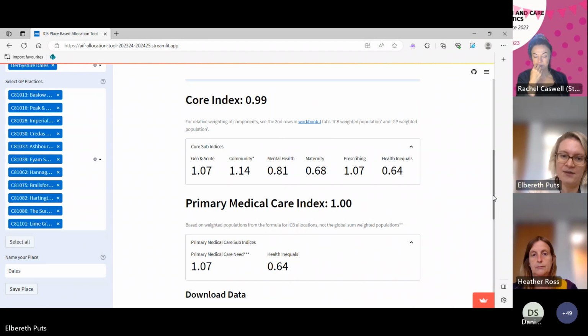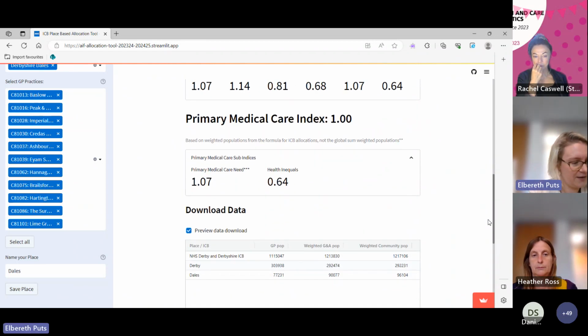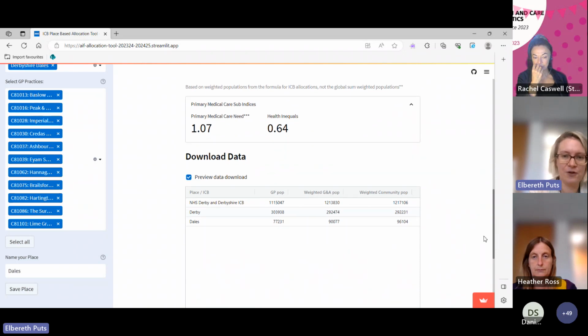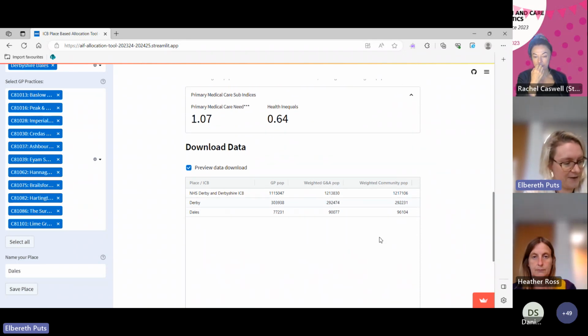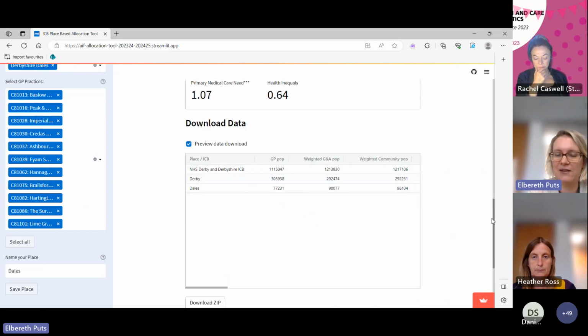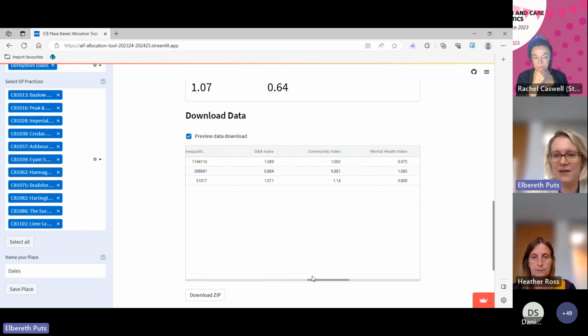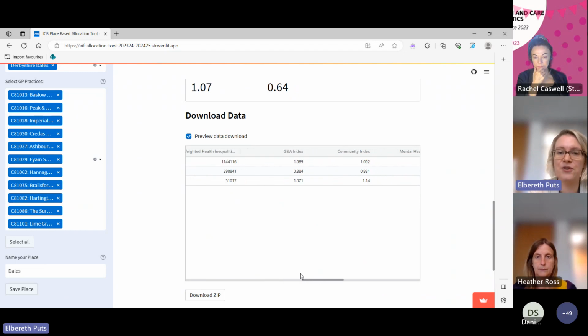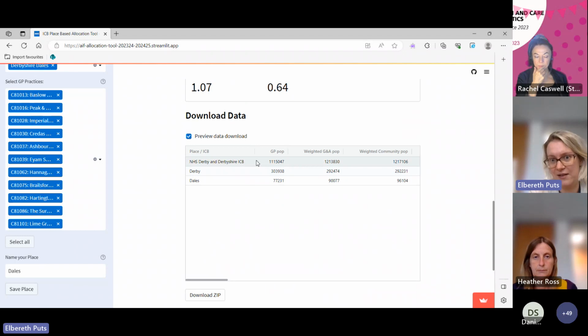So if you scroll down here, you can also preview the download for your places. This also gives the weighted populations and the need indices. If I scroll to the right, you can see them together. It also gives the national information, I should add, on the ICB as a whole. And you can download this information by clicking here and downloading a zip, which includes a CSV with these results, a README file, and also a JSON.